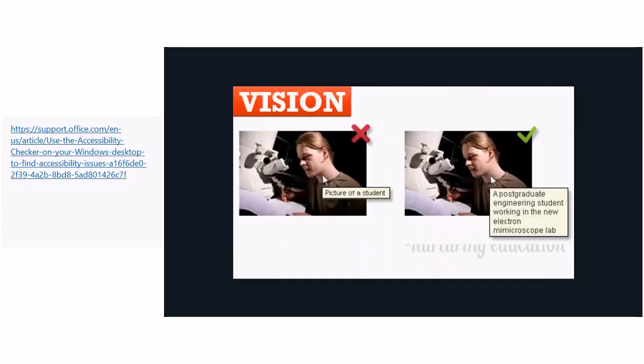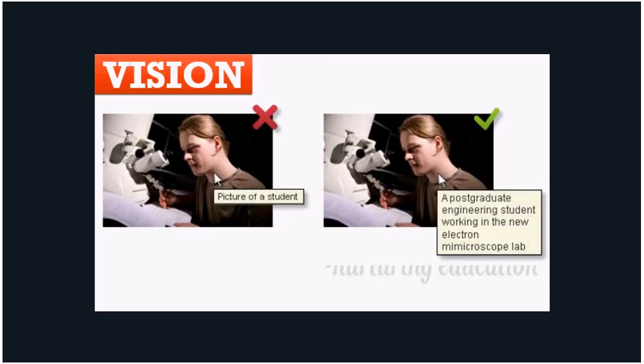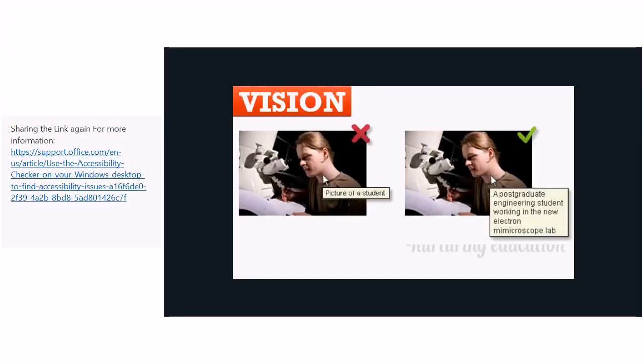This is super useful, but you have to be very, very clear about what you're saying. Like in this image, don't just say picture of a student. I would rather say go into details, because you're actually helping someone see something that they visually cannot see clearly. So you're actually creating an image or a vision for them. You're trying to think at a level which is, I think, one of the highest levels of even critical thinking. So you would rather put up a post saying a postgraduate engineering student working in the new electron microscope lab. So the person who is looking at it actually knows what they're looking at.